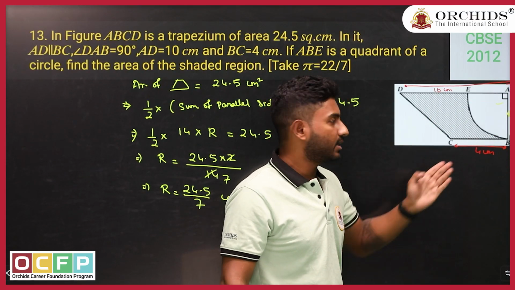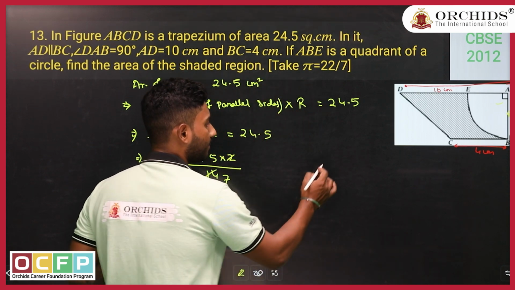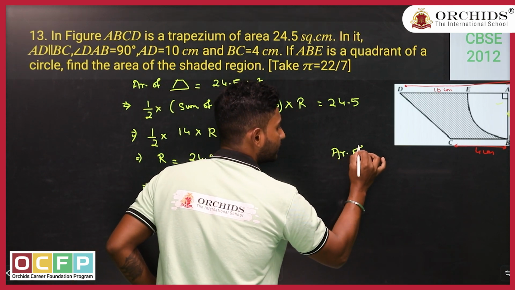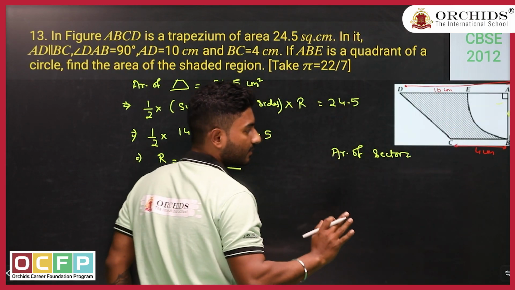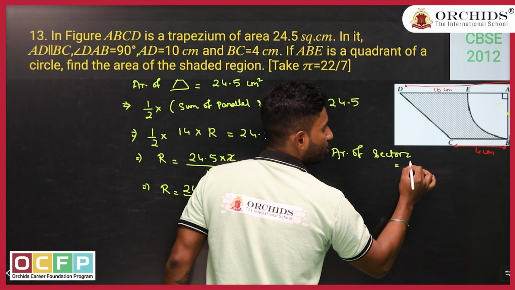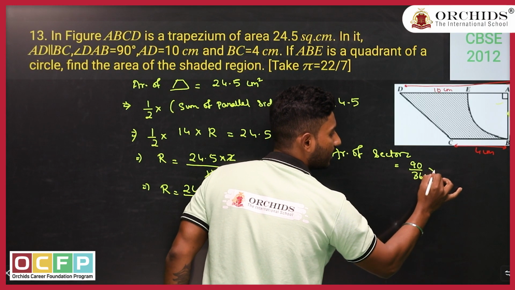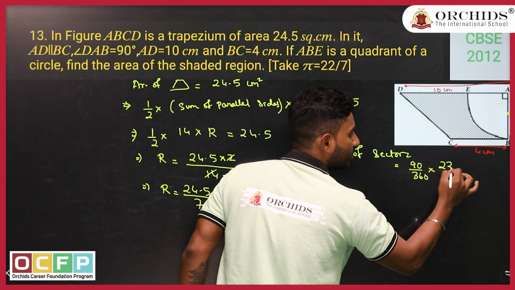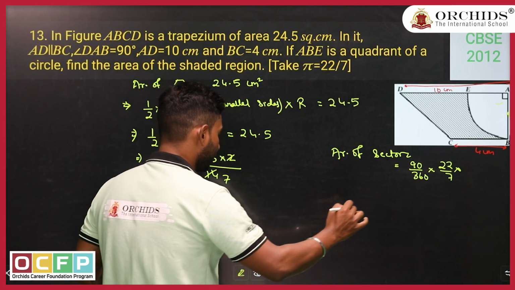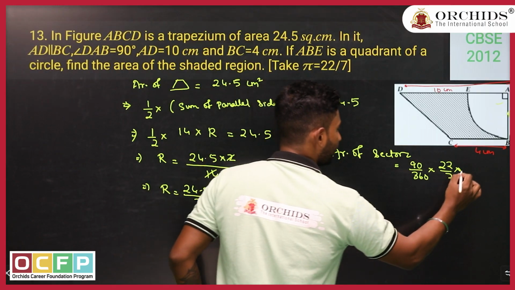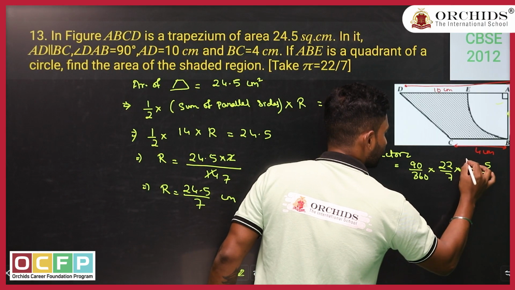If I know the radius and the angle, I can easily find out area of the sector. So area of this sector which is not shaded, that one I am finding, will be equal to theta by 360, that is 90 by 360, into pi r square, pi is 22 by 7, into r square. R square here is 24.5 by 7 square.